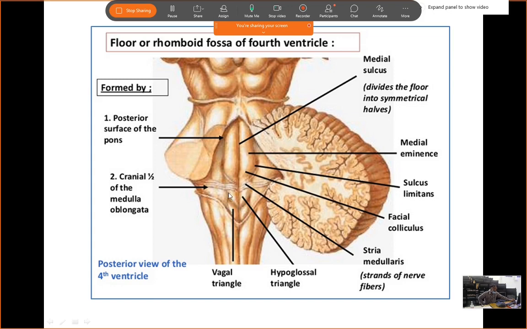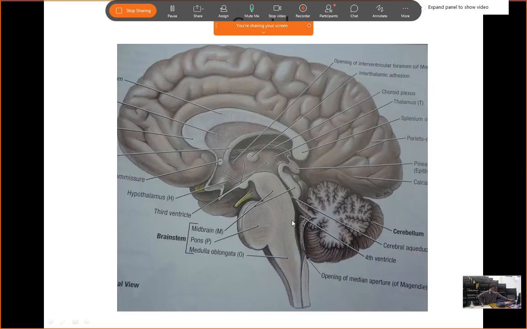But other parts, these things will be discussed when we discuss the floor of the fourth ventricle. So this part is forming the upper part of the medulla oblongata, and forms the floor of the fourth ventricle. See here, this is the fourth ventricle, this is the roof, this is the floor. So this is the floor of the fourth ventricle. What we have just seen is only this part.